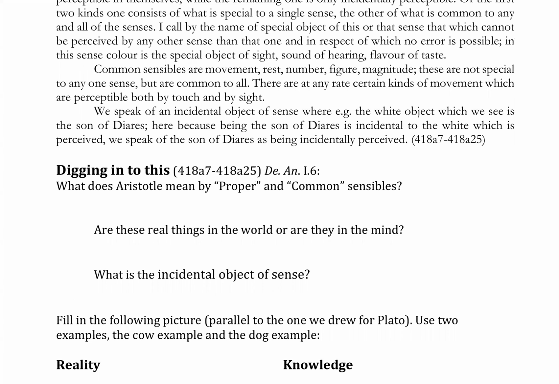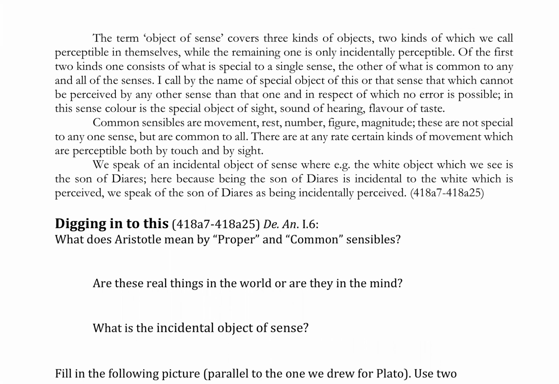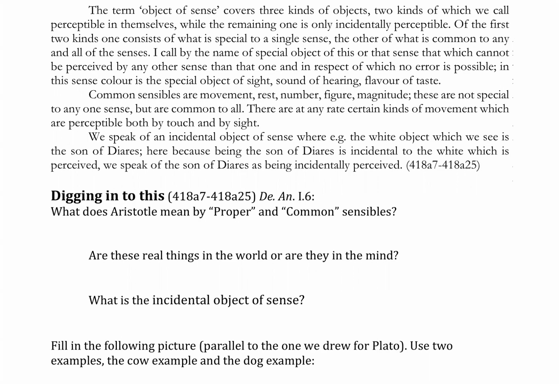What I want to look at are the answers to these questions. So what does Aristotle mean by proper and common sensibles? Are they the real things in the world, or are they something in the mind? And what's the incidental object of sense? This is sort of the foundation of Aristotle's account.